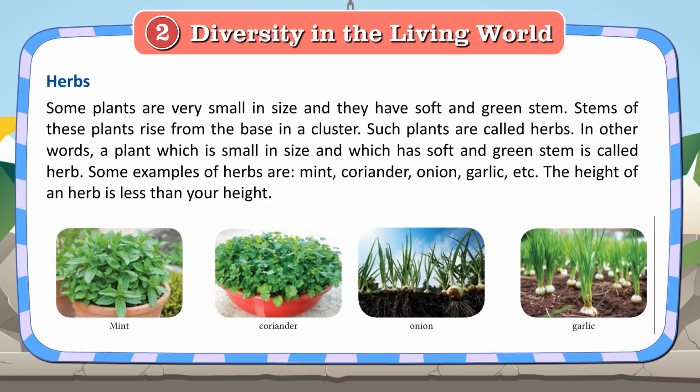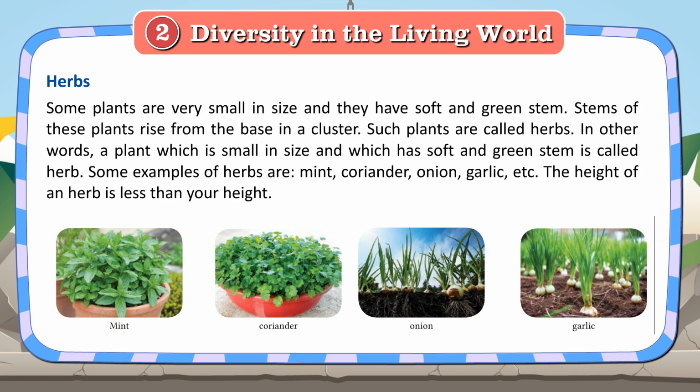Herbs. Some plants are very small in size and they have soft and green stems. Stems of these plants rise from the base in a cluster. Such plants are called herbs. In other words, a plant which is small in size and which has a soft and green stem is called a herb.